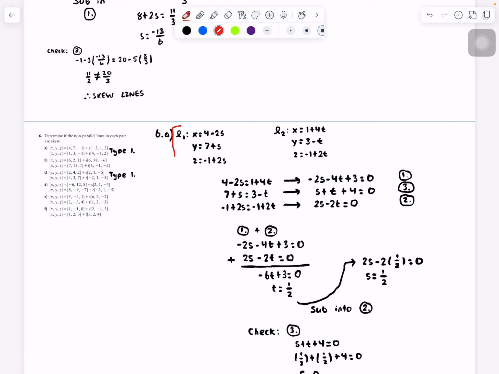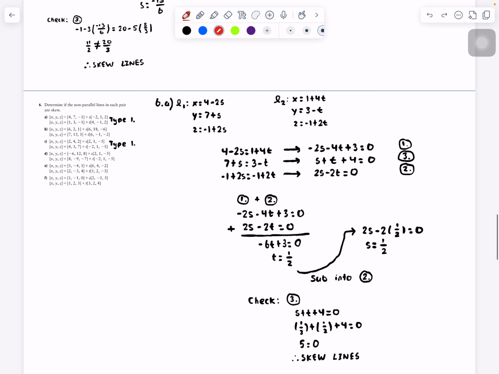So write the parametrics like so. Equate like coordinates like so. Move everything over to the left-hand side. Right-hand side equals 0. Now choose equations 1 and 2, which you're going to do elimination with. I chose these two here. And I could just add them to get rid of the s.